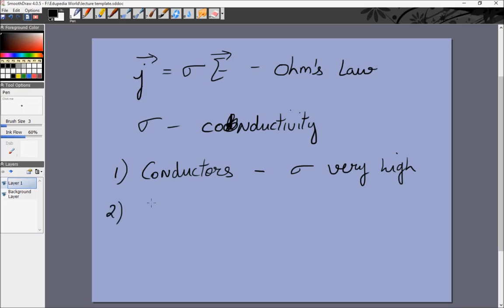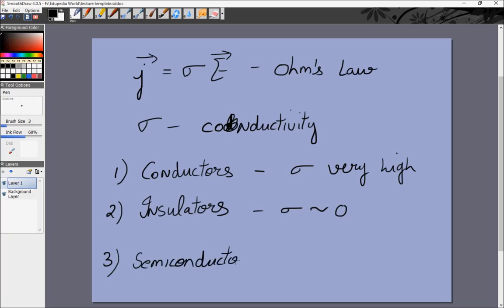Then you have on the other extreme insulators, in which sigma is almost zero, it is negligible. And then the third category of materials has a conductivity which is in between conductors and insulators, and so they are aptly named semiconductors. And they have sigma which is greater than 0 but is less than the sigma of conductors.